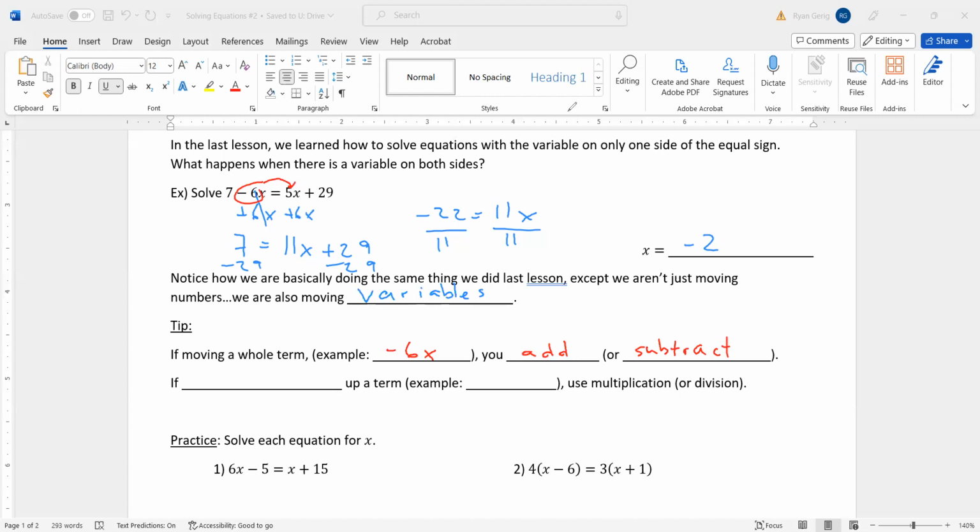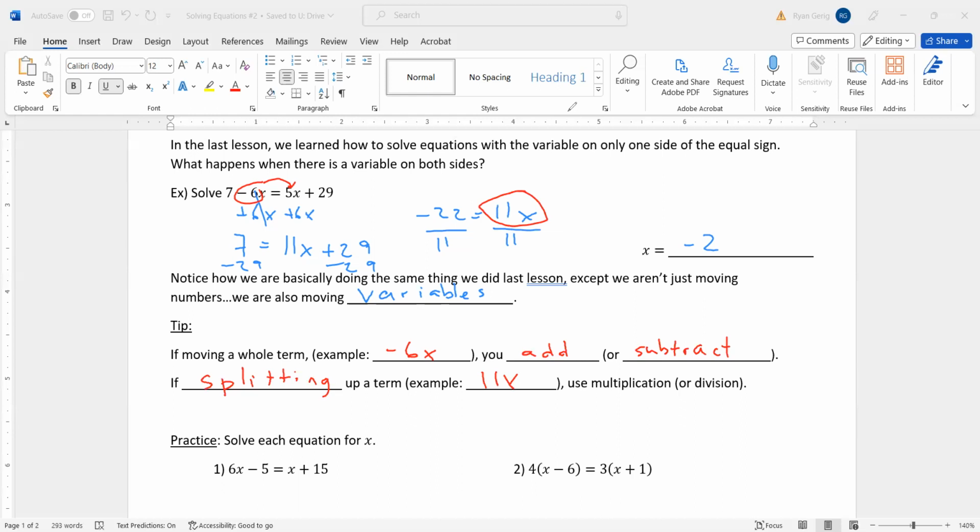If you're splitting up a term, for example, the 11x. So what we did here, we wanted to split the 11 from the x. You use multiplication or division. So in this case, in the problem above, we divided by 11, but you could also multiply if your problem is showing multiplication or division.